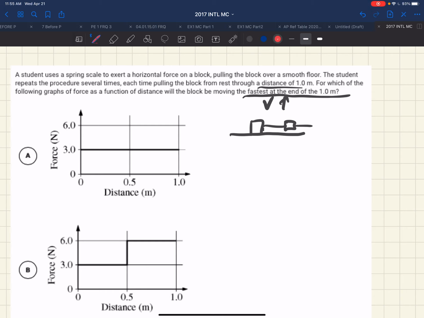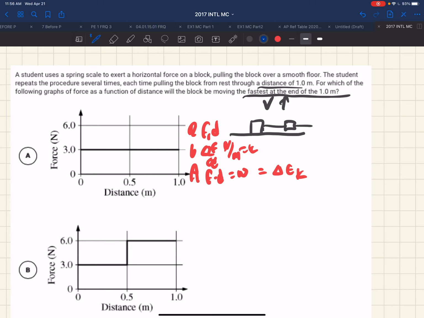Let's first do an analysis of our graph. We have our axes. We can read force and distance. The slope is delta F over delta D, which has units of newtons per meter. It's like the spring constant. And the area is force times distance, which is the work. And the work is equal to the change in kinetic energy, since this is a horizontal system.